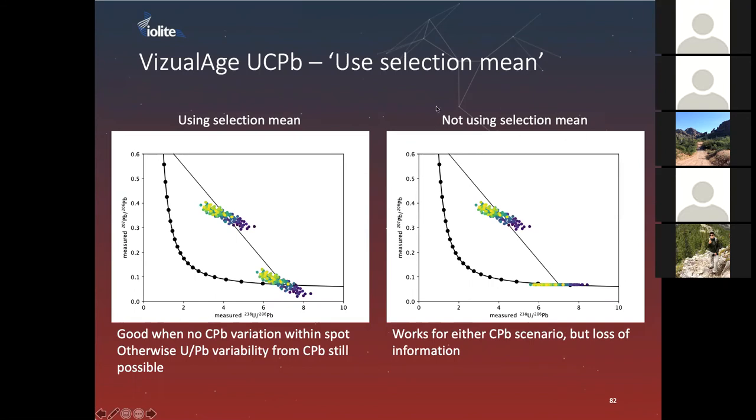If you're not using the selection mean, what that's doing is it's correcting each individual point back down to the known 207/206 value. So this works for either common lead scenario, but there is a certain loss of information that may be uncomfortable. Now all these data points lie perfectly on some value here, and you lose some information about what's happening with the uncertainty on it.